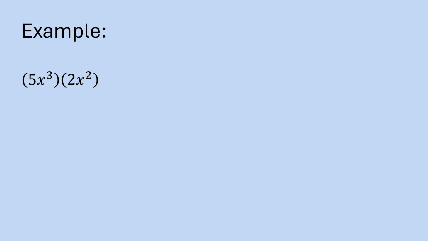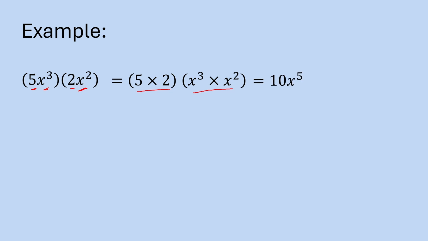Next example, 5x³ multiplied with 2x². In this multiplication, first we will multiply 5 with 2. After that, the remaining value x³ is multiplied with x². So 5 times 2 is 10, and as per the exponent rule, x³ times x² is equal to x to the power of 3 plus 2. The answer is 10x⁵. Here 3 plus 2 is equal to 5.